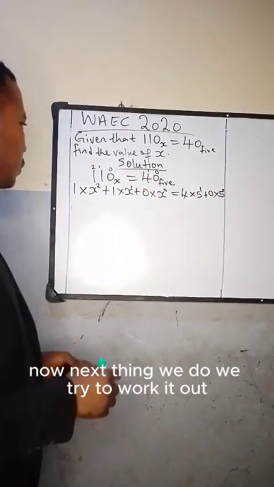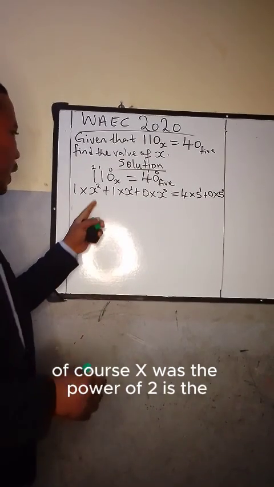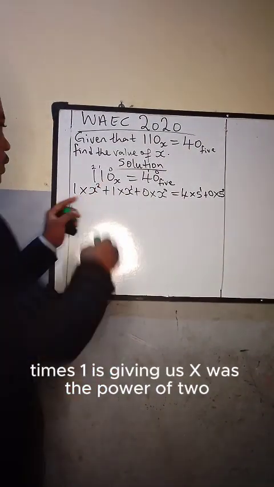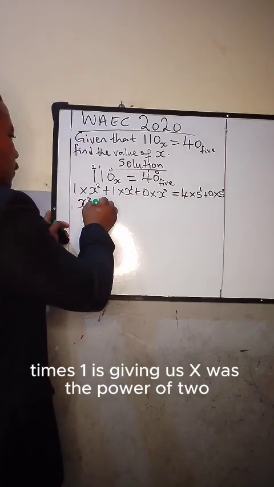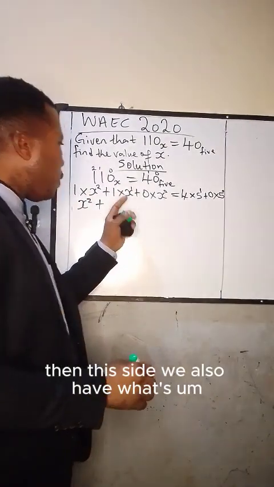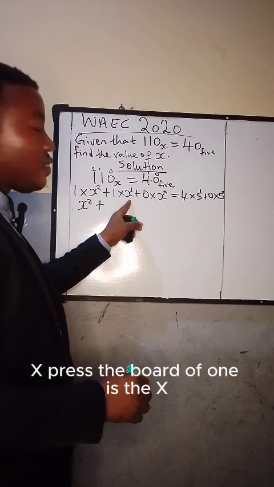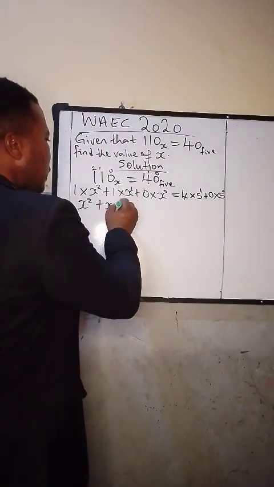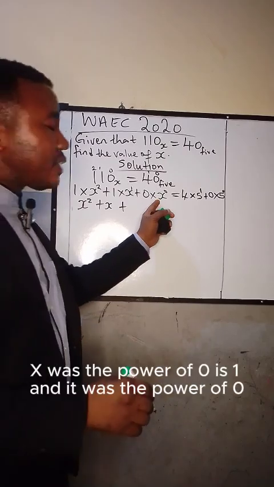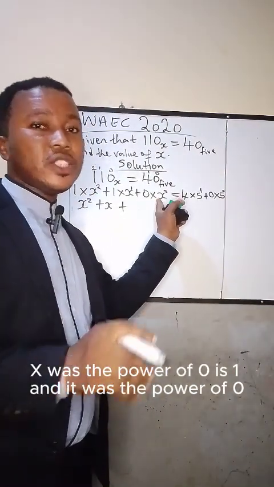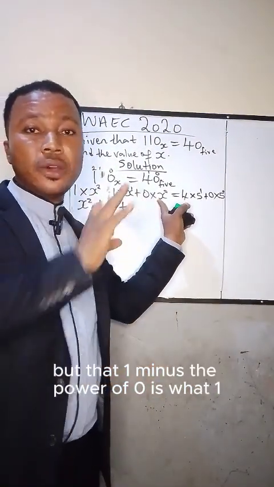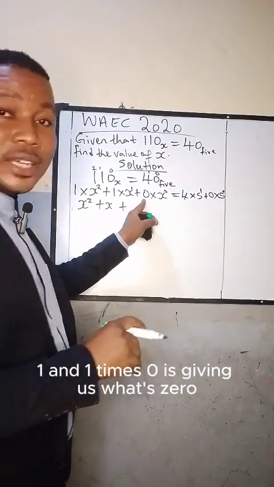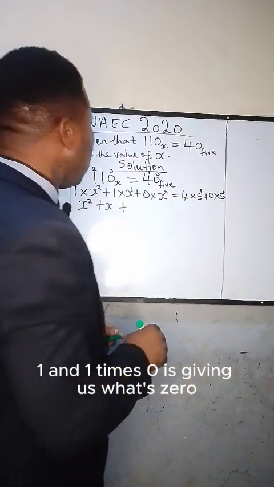Okay, now next thing we'll do, we try to work it out. Of course, x raised to the power of 2 times 1 is giving us x raised to the power of 2. Then x raised to the power of 1 is still x, and x times 1 is giving us x. Here, x raised to the power of 0 is 1. Anything raised to the power of 0, whether 1 million raised to the power of 0, is 1. So x raised to the power of 0 is 1, and 1 times 0 is giving us 0.